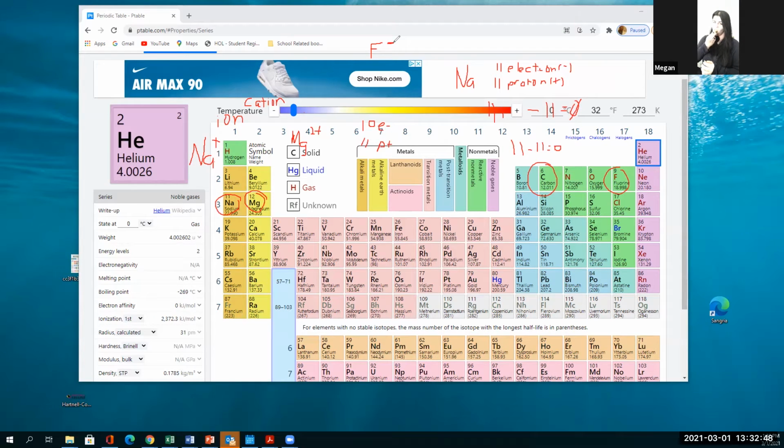Okay. What about nitrogen? -3, because it's 3 away. 1, 2, 3. Okay. And these negative ions are called anions.